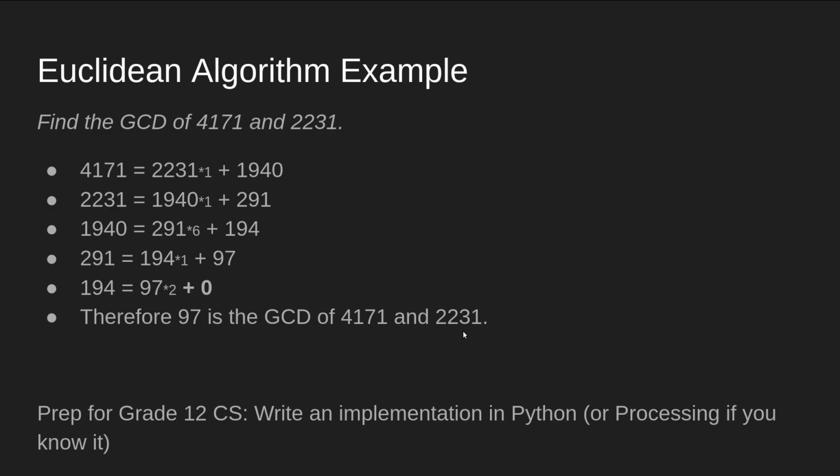You can review these slides if you want to build an intuition, or maybe try some examples on your own to really solidify the concepts. And if you want a challenge, you can try writing an implementation in Python, or even better, Processing if you know it. Maybe try writing a method to compute the GCD of two numbers A and B and then return the result. That will prepare you for the first unit of grade 12 CS.